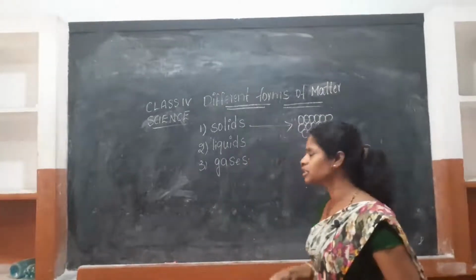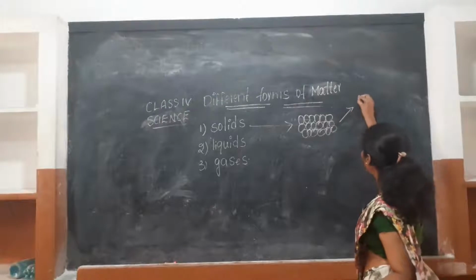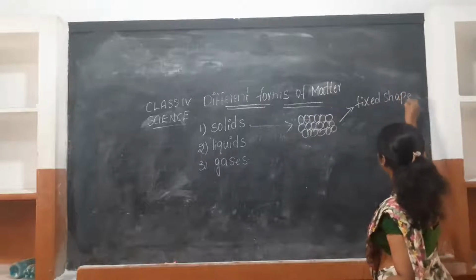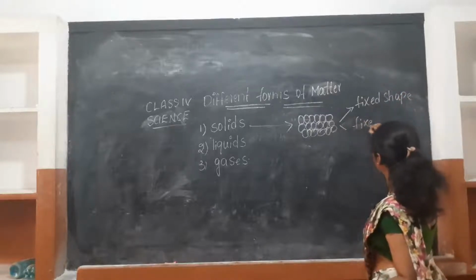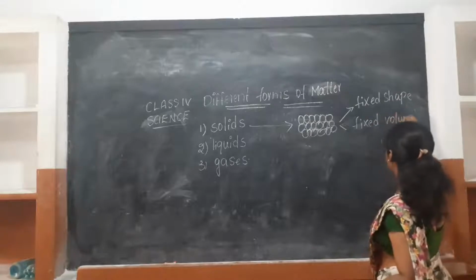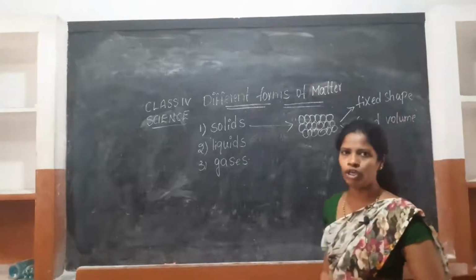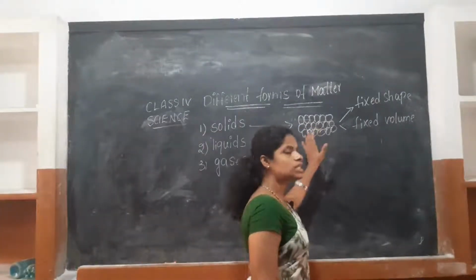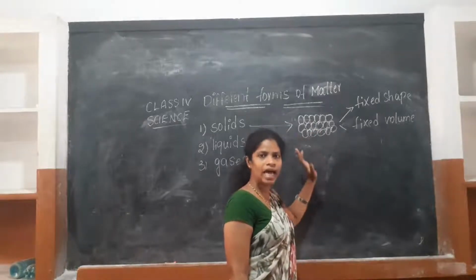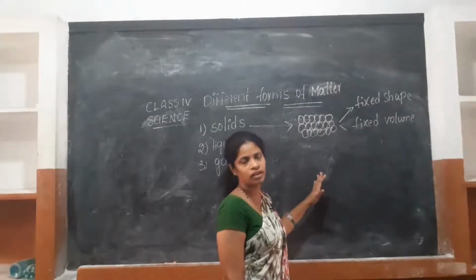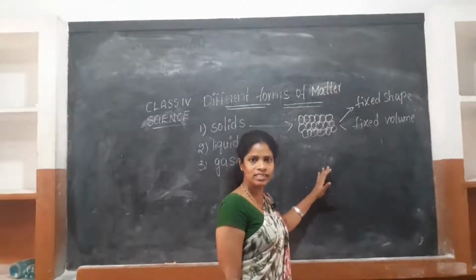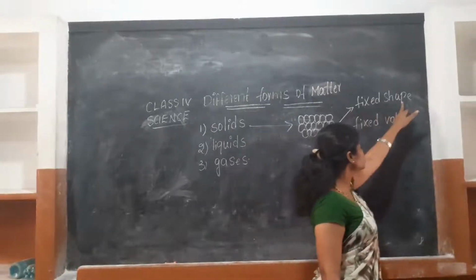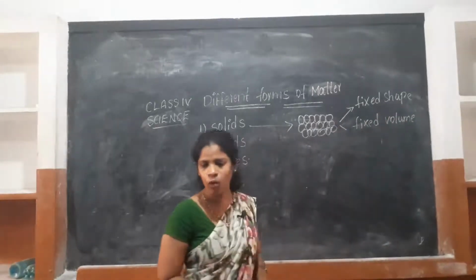Okay children, so in solids they have a fixed shape and also a fixed volume. In solids the atoms or molecules are closely packed, and the force of attraction between them is very large, so that a solid has a fixed shape and also a fixed volume.